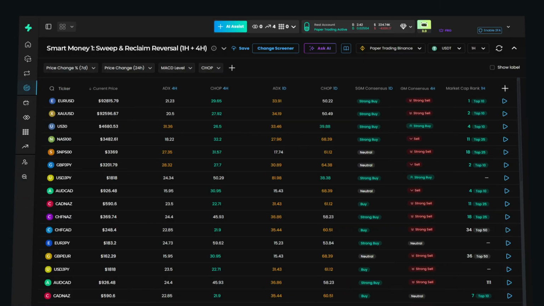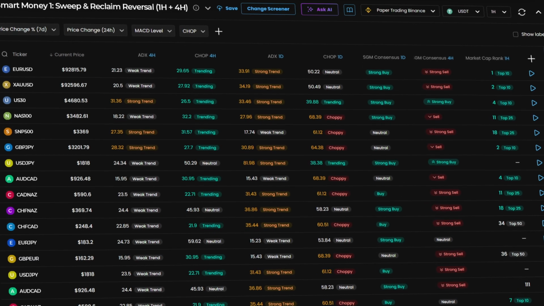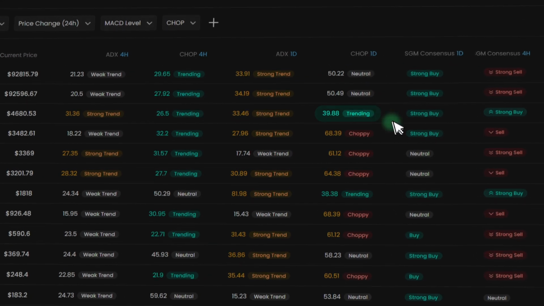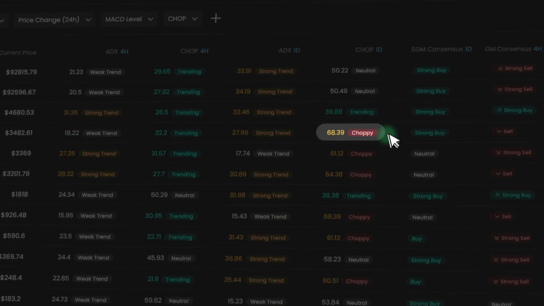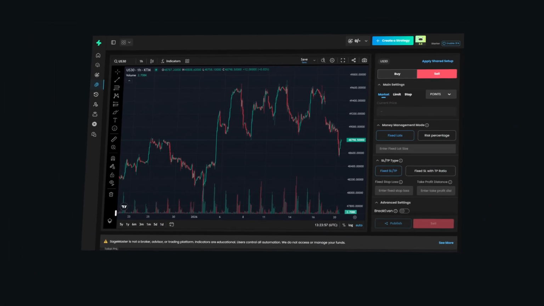And it's not just crypto. Scan forex and indices the same way. Use it like a strength and sentiment map. Spot imbalance across pairs. See when conditions are clean or choppy. Then, open Magic Terminal with real context.